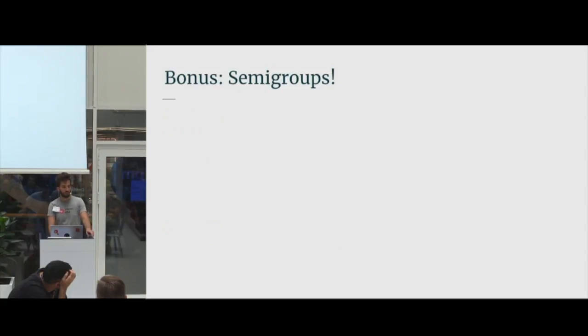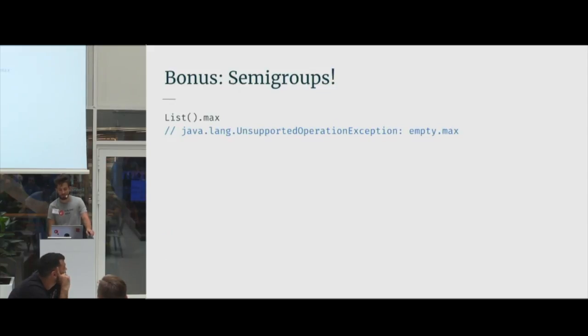Yeah, and what can we do with semigroups? Why are they useful? So for example, who has dealt with this? java.lang.UnsupportedOperationException: empty.max. No one? No one dealt with that? Okay, well, it happened to me a lot of times. So whenever you have an empty list, and of course you don't know at runtime that your list is empty, and you call this max function that is defined on it, then if it is empty, it will just throw an exception at runtime.